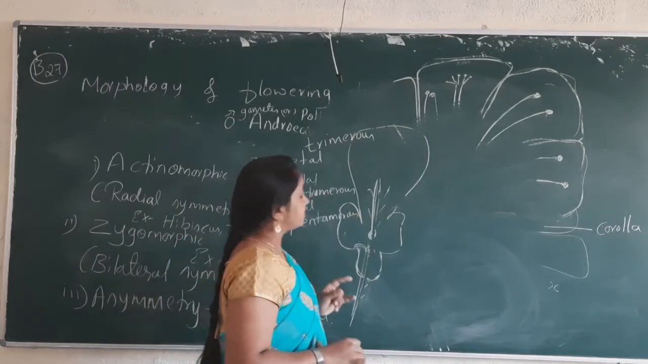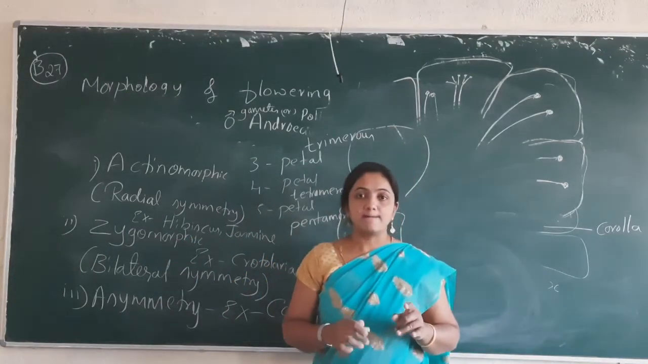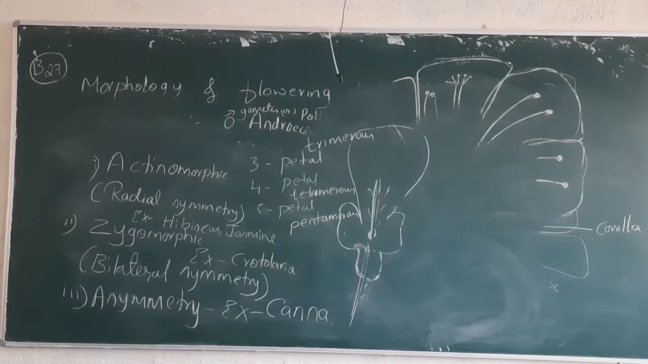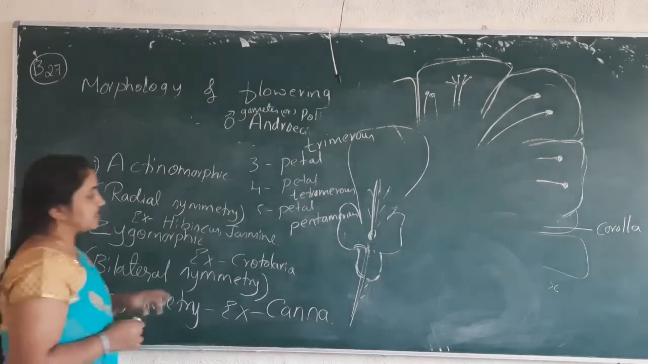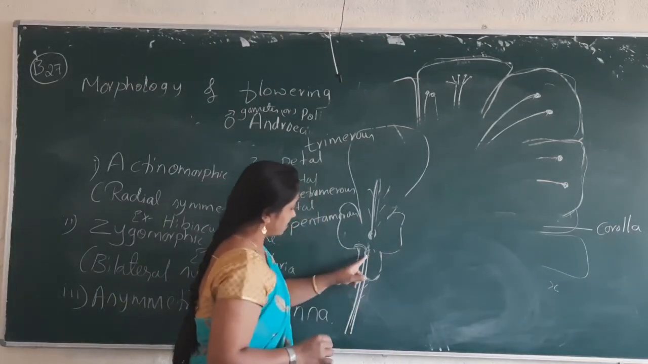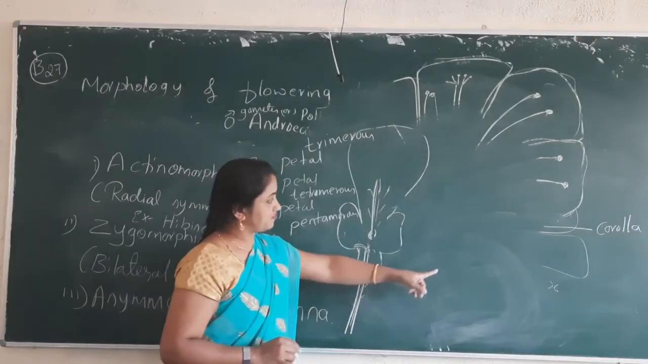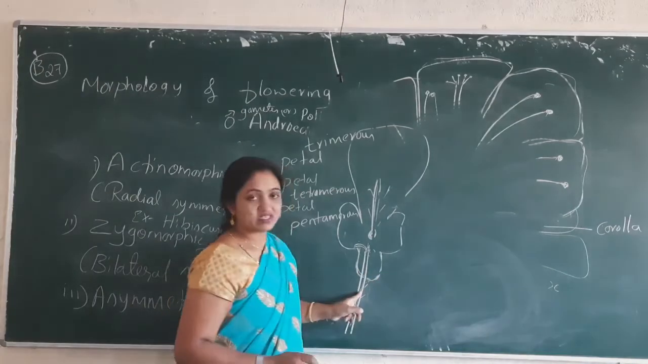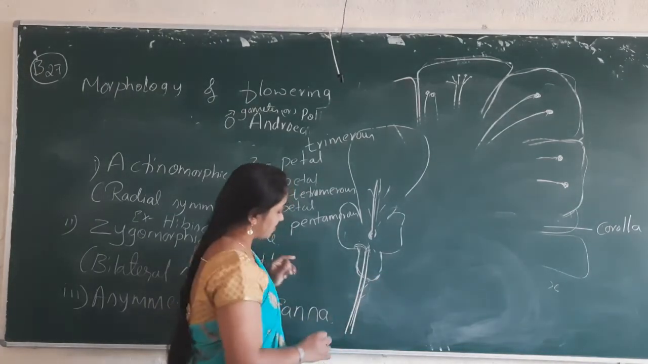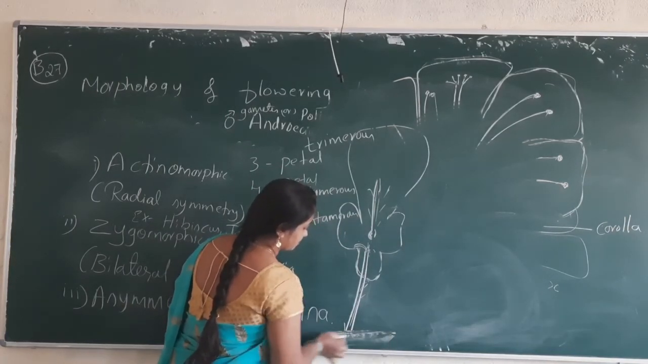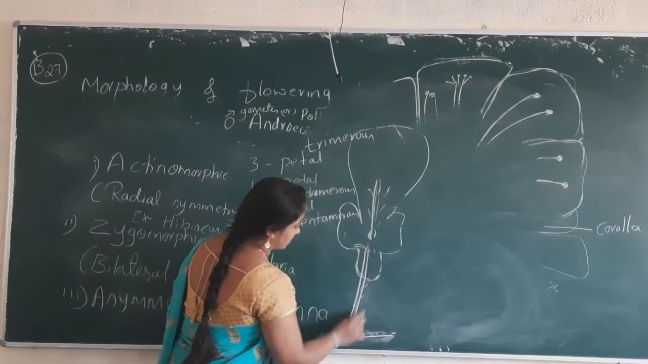If it is more than five, we cannot judge that condition. So: trimerous, tetramerous and pentamerous. At the base of the flower, consider this is the stalk of the flower, or peduncle, what I said before when I drew this diagram. I wrote peduncle, also known as stalk. This is the stem and the base of the flower.